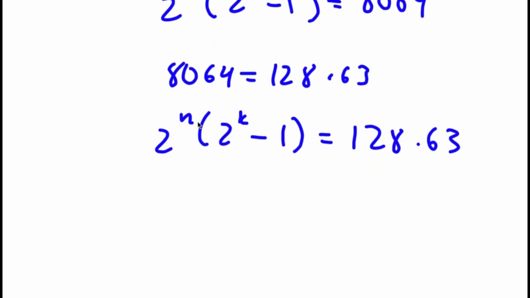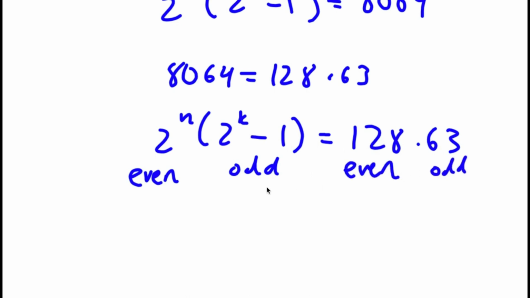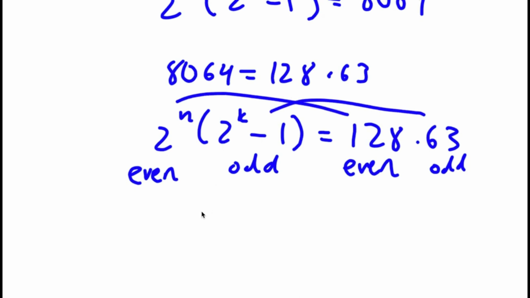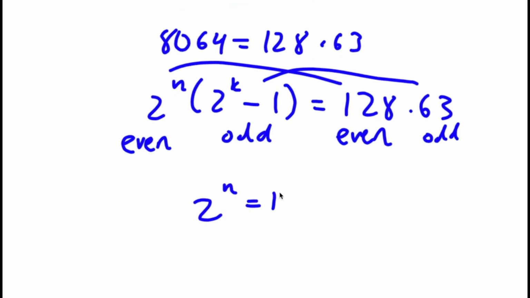Now notice I have 2 to the power of n, that's going to be an even number, and 2 to the power of k minus 1, that's going to be an odd number, because 2 to the power of k is going to be even, and an even number minus 1 is going to be odd. And 128, this is even, and 63, this is odd. So now, meaning I can simply set the evens equal to each other, and I can set the odds equal to each other. So 2 to the power of n, this is equal to 128.